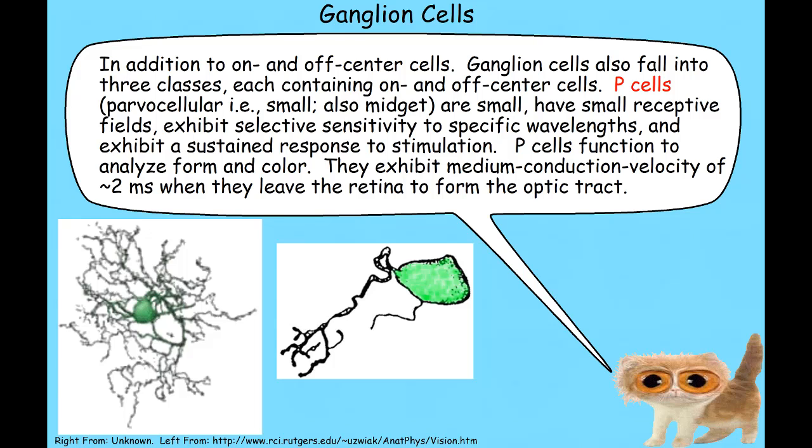P cells, parvocellular, small, or midget cells, are small ganglion cells that have small receptive fields. They exhibit selective sensitivity to specific wavelengths and exhibit a sustained response to stimulation. P cells function to analyze form and color. They exhibit medium conduction velocity, approximately 2 milliseconds, when they leave the retina and join the optic tract.